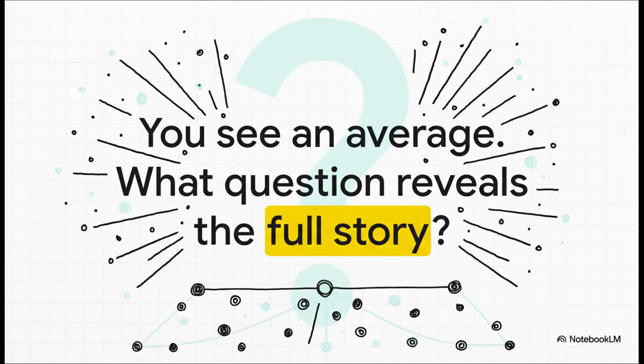So here's the bottom line. An average tells you the center of the story. The standard deviation tells you the plot. It tells you if it's a calm story or a dramatic one. So the next time you see an average reported somewhere, you'll know that's not the end of the story. You have to ask the crucial follow-up. Okay, but what's the standard deviation?